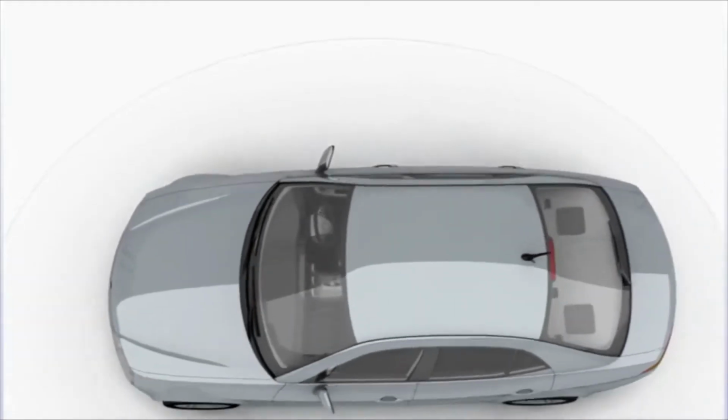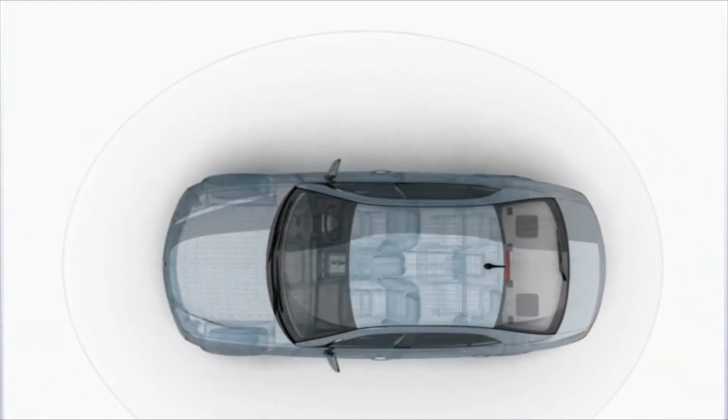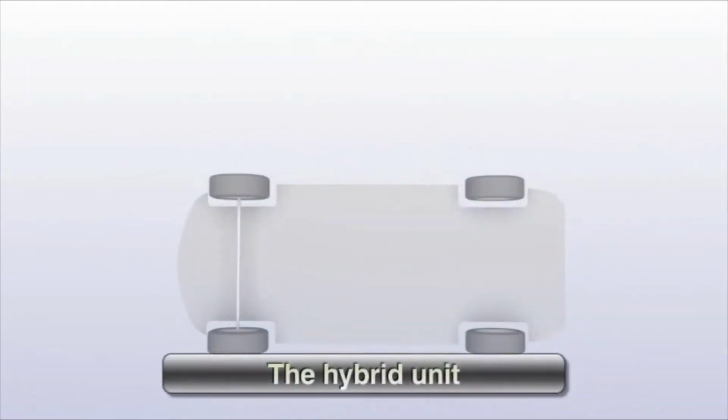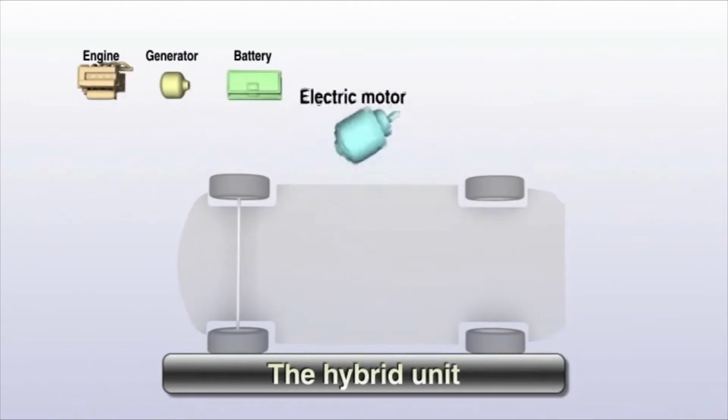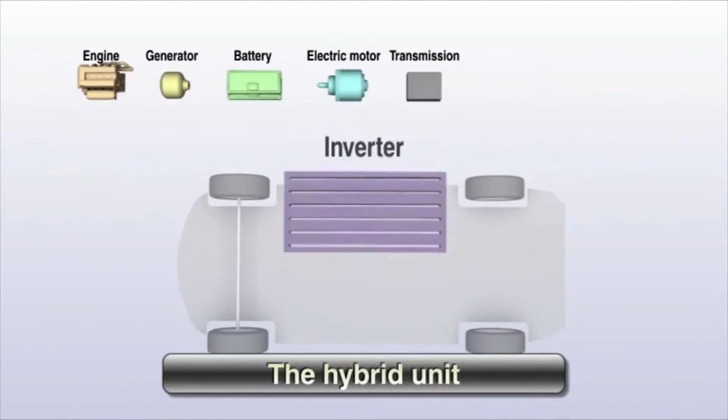Let's look at the structure of a hybrid car. A typical hybrid car contains the following parts: gas engine, generator, batteries, electric motor, transmission, and inverter.